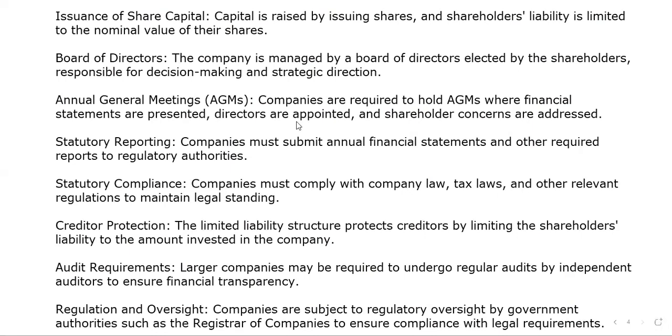Companies also have creditor protection. We have different types of creditors. We have secured and unsecured. So the limited liability structure will protect the creditors by limiting the shareholders' liability to the amount they invested. We also have audit requirements where larger companies are required to undergo regular audits by independent auditors to ensure financial transparency.